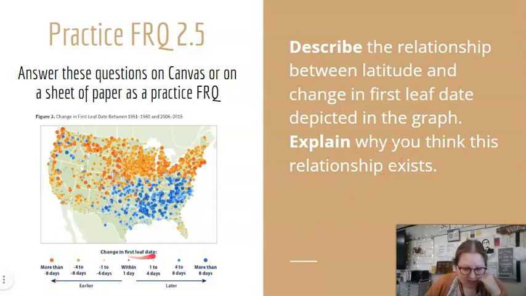So change in first leaf date down here, orange is more than 8 days earlier, blue is more than 8 days later. So look at the patterns you see here and try to answer those questions.